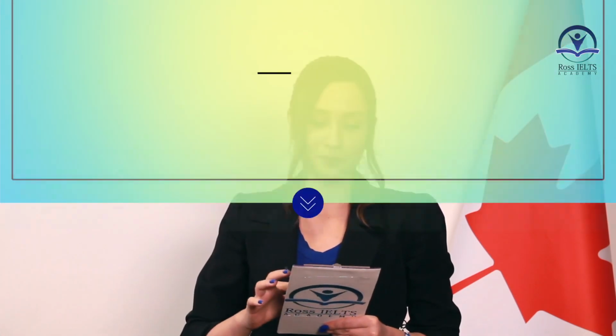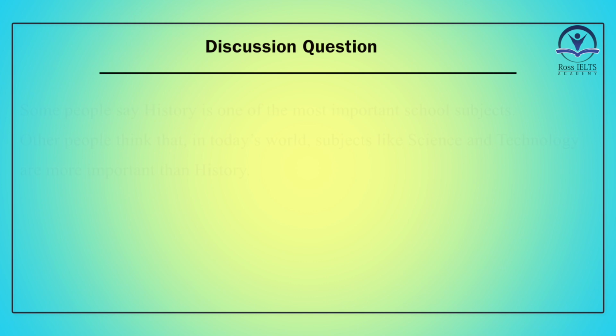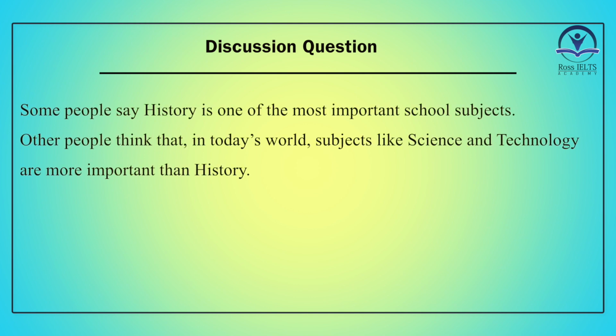Unlike the opinion question, in this one we have two sides of an issue to discuss. Let's see an example. Here the topic statement says that some people say history is one of the most important school subjects. Other people think that in today's world, subjects like science and technology are more important than history. Discuss both these views and give your own opinion.